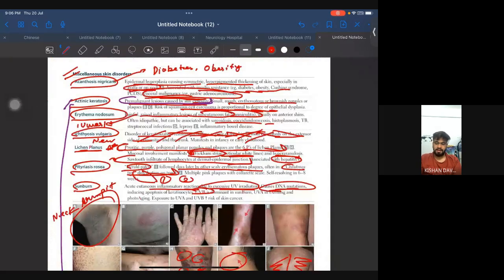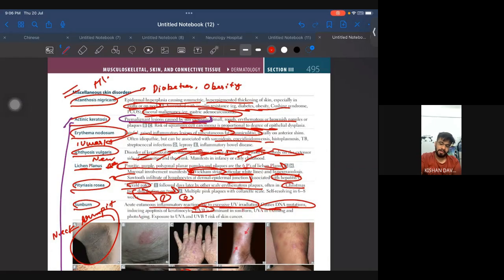That's it. All right. So with this, we are done with this also. Now this condition, they won't be asking you separately. They will be associated with one or two other conditions. Okay. Acanthosis nigricans, diabetes, Cushing syndrome, obesity.